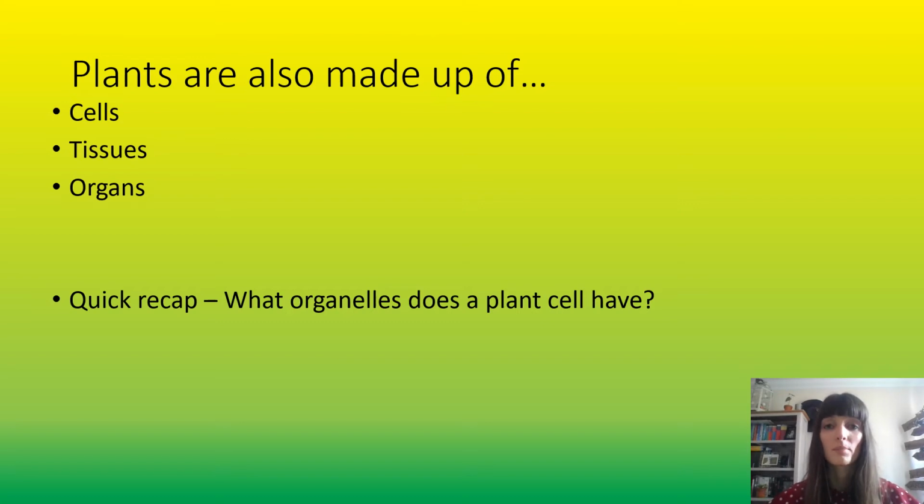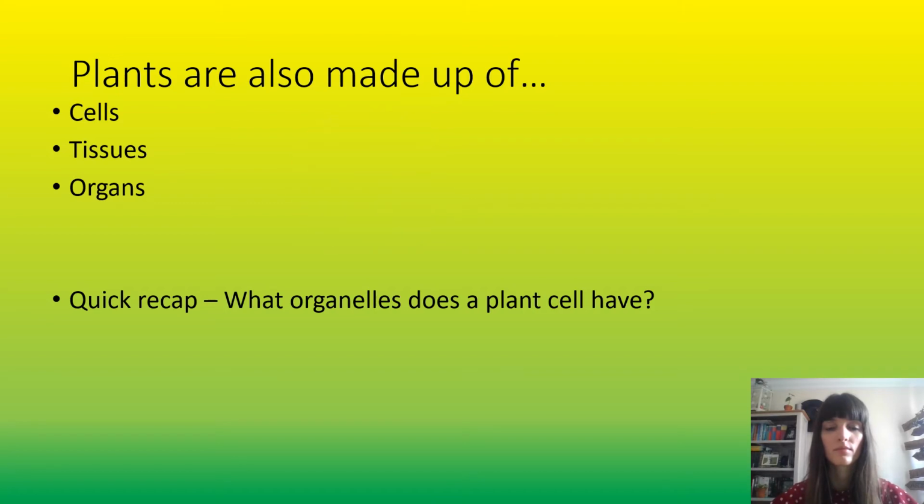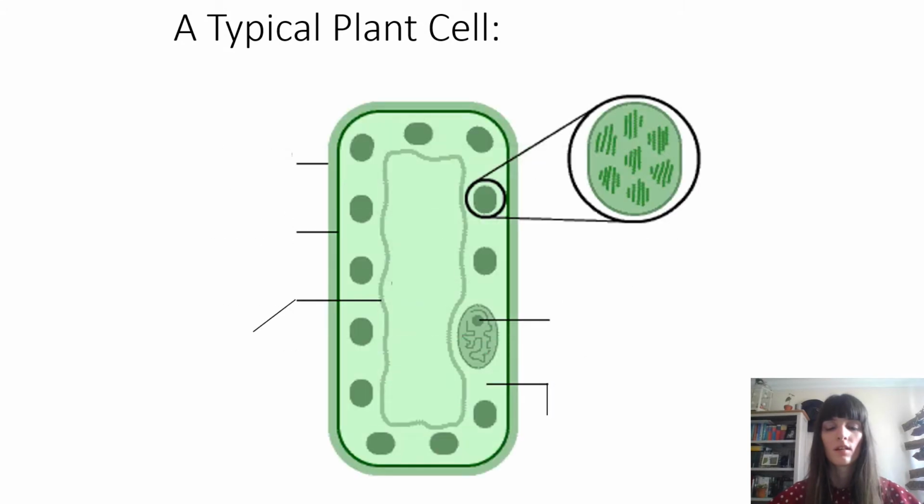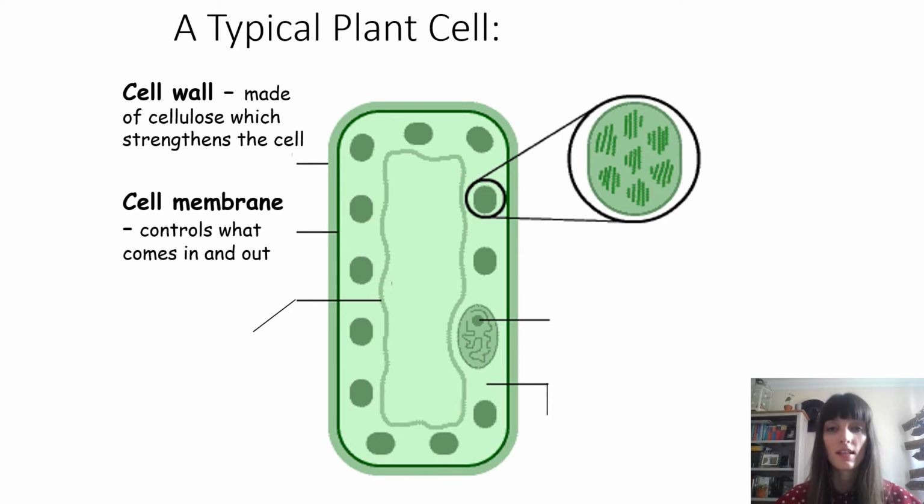What organelles does a plant cell have? Let's have a little think. So a typical plant cell looks something like this. It has a cell wall which is made of cellulose, which strengthens the cell. And if you remember back to the osmosis video, that's what stops the cell from kind of bursting if it gets filled with water. A cell membrane, which lets things in and out.